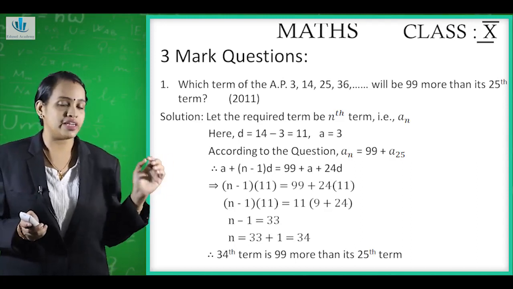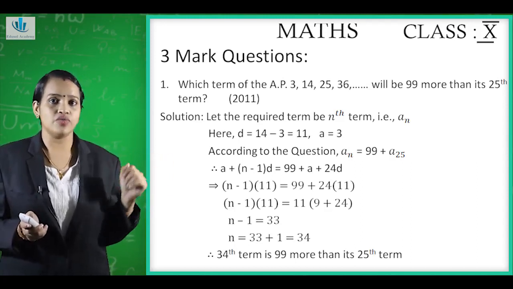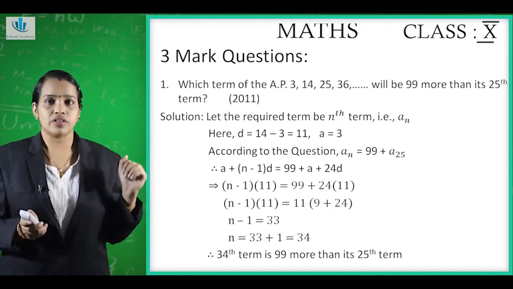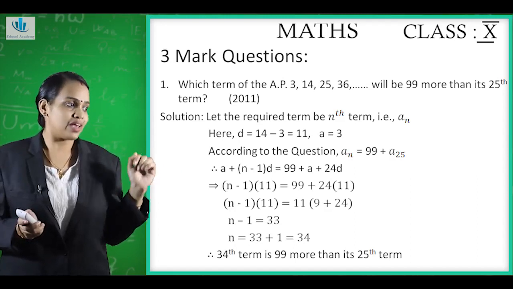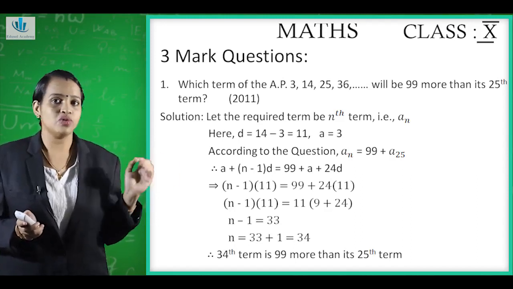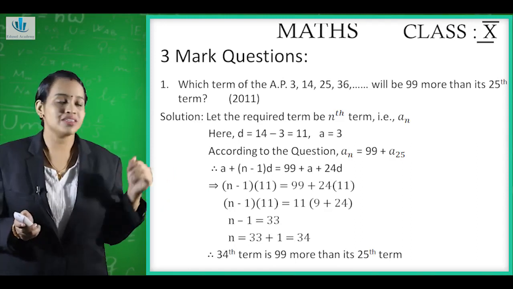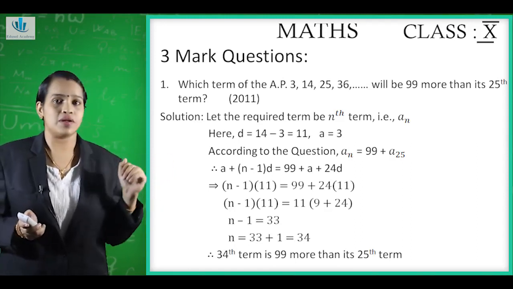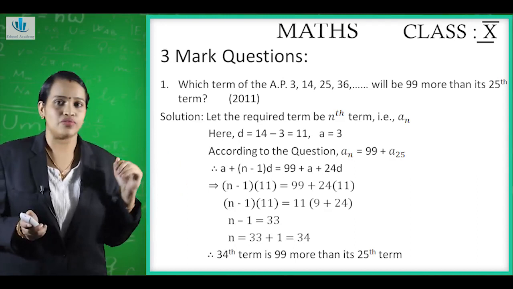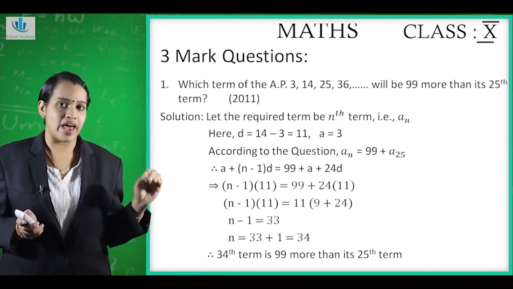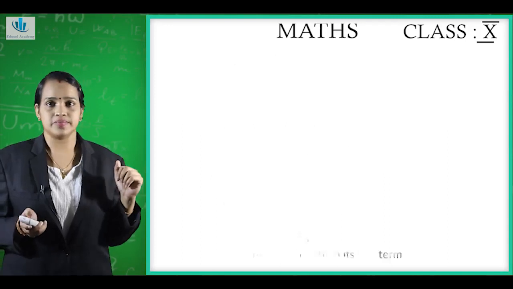So when we solve, how does it become? (n minus 1) into 11 is equal to, we are taking 11 common, so it becomes 11 into (9 plus 24). Therefore, what remains? n minus 1 equals 33. Minus 1 we will take to the other side, it becomes n equal to 33 plus 1, which is equal to 34. Therefore, the 34th term is 99 more than its 25th term.